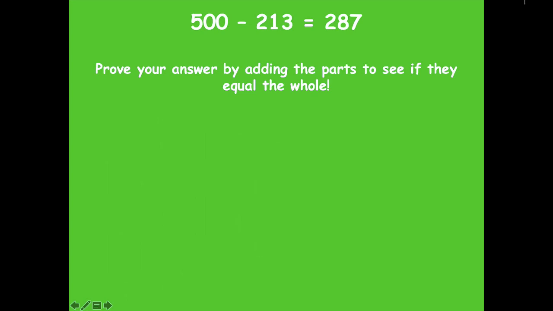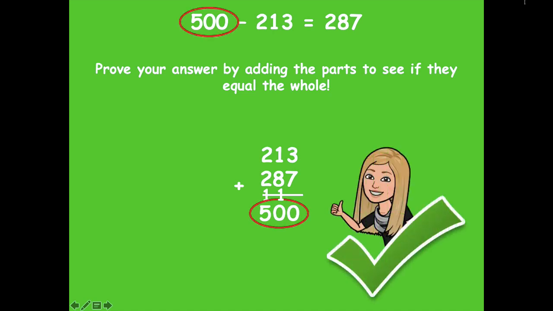All right, friends, pause if you need more time. All right, so I'm going to add these two together. Start in the ones place. 7 plus 3 is 10. 8 plus 1 plus 1 in the tens place is another 10. And then we have the hundreds place. 2 plus 2 plus 1 is 5. So 500 does equal 500 from our original problem. So check, we did it.